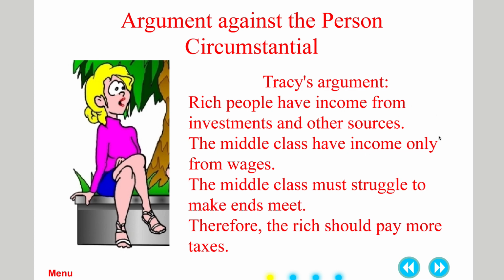Now, what you do with each of these is you would go for the premises, not the person. Is it the case that rich people have income from investments and other sources that are taxed at a lower rate than the middle class? Is it true that the middle class have income only from wages? And is it true that many in the middle class must struggle to make ends meet? If we can knock any of those premises down, then we'll see that the conclusion does not follow. But knocking Tracy and saying, well, Tracy, you're personally invested in this, sorry to use that word, that's only pointing out the circumstances, which again are irrelevant.